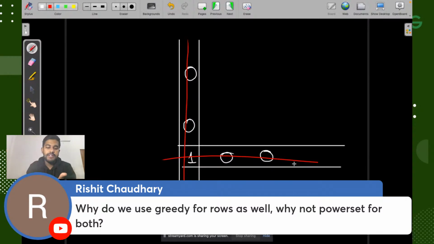Like when you try to solve this greedily, what was the problem? Whenever you are trying to fix the row, column is getting disrupted. Whenever you are trying to fix up the column, row is getting disrupted. So we need to segregate between row and column. So what we did, we handed the columns to the power set.